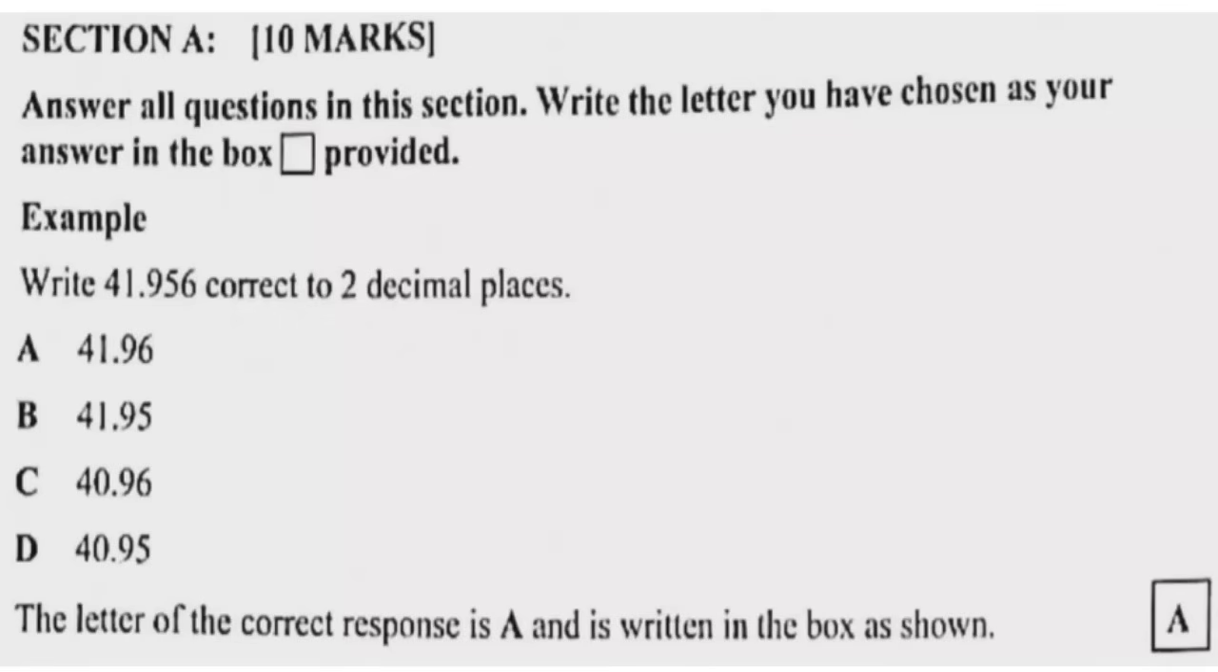The example is: write 41.956 correct to 2 decimal places. So we have seen the options that are given, and then the instruction further down here, you see the letter of the correct response is A and is written in the box as shown.